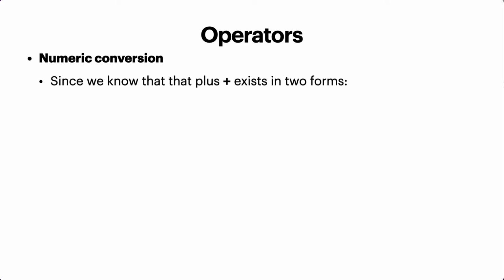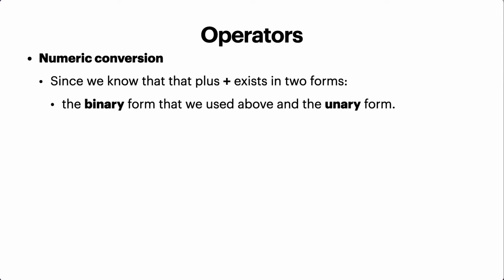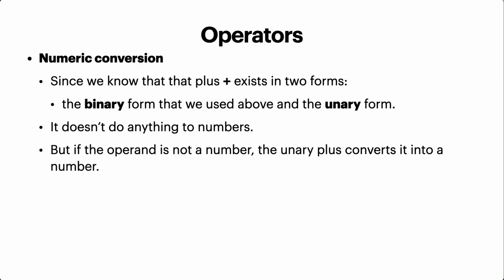Numeric conversion. We know that the plus exists in two forms, the binary form that we used above and the unary form, so we already saw that as well. It doesn't do anything to numbers. But if the operand is not a number, the unary plus converts it into a number.